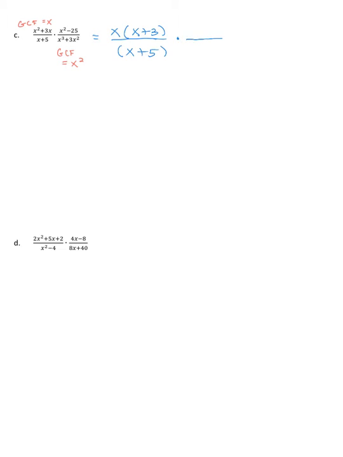I'll focus on the denominator next. Okay, I'm going to remove x squared from both terms. That's the greatest common factor. And I have x plus 3 left over. Okay, that's great. But what about the numerator?